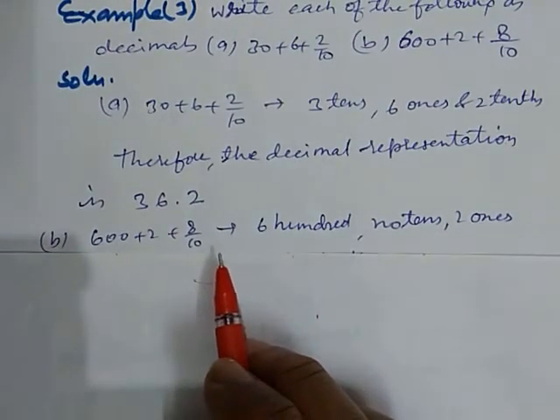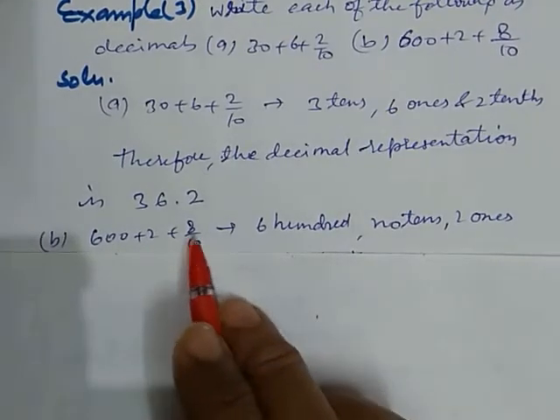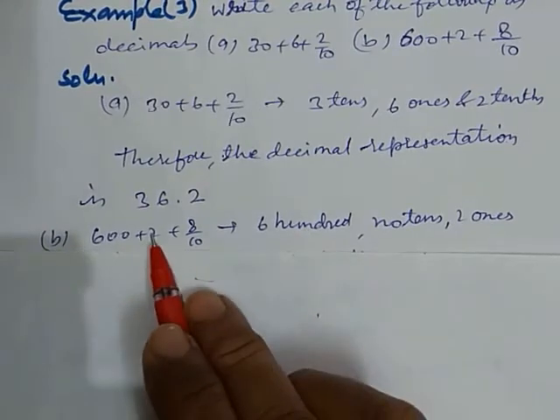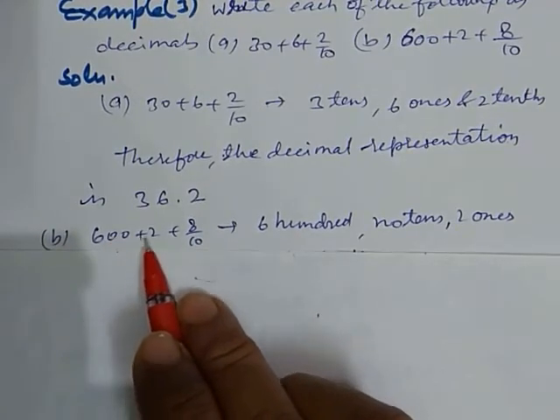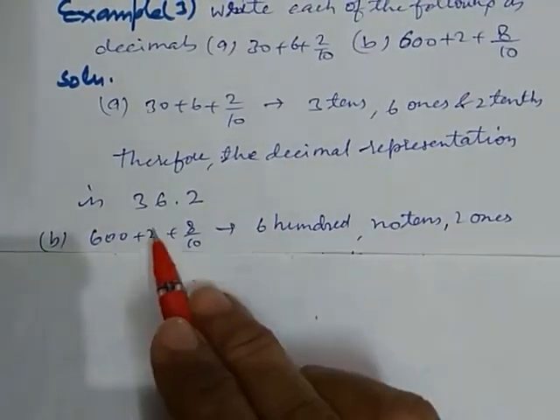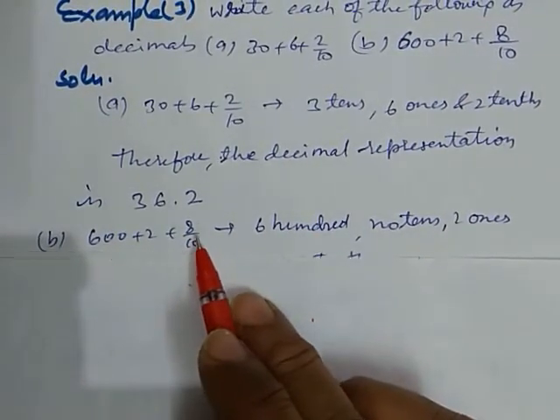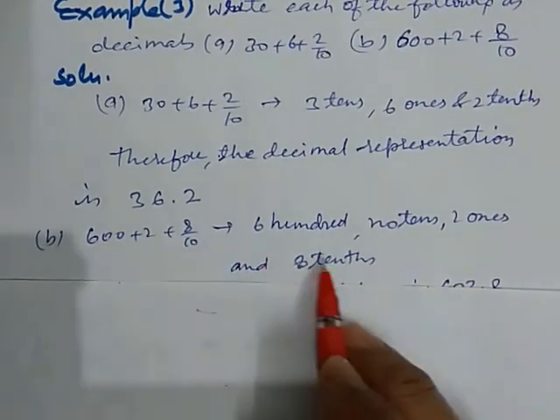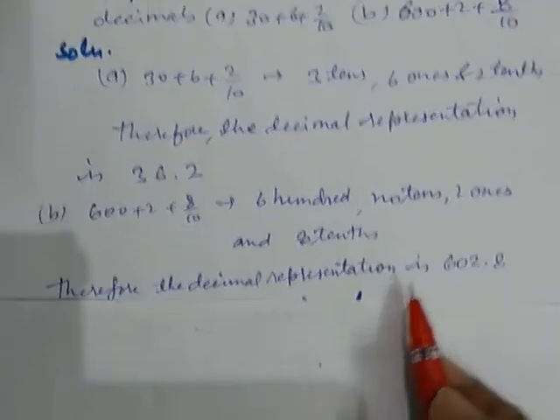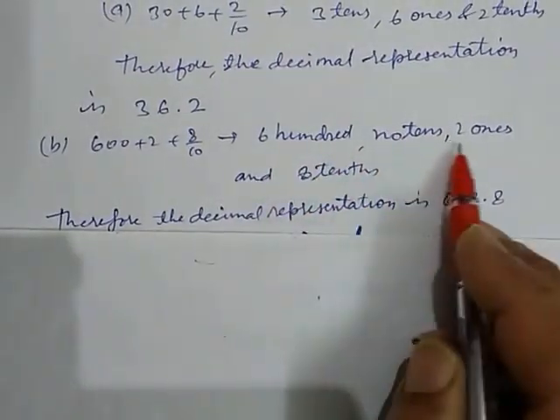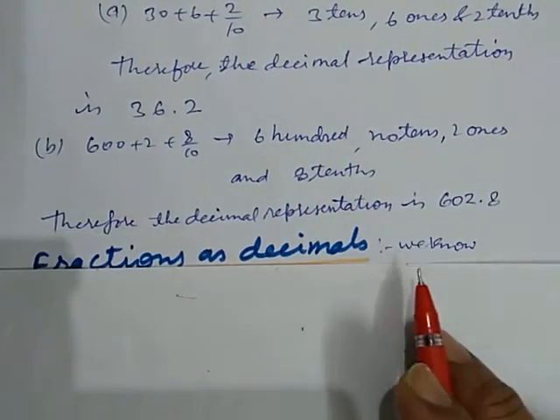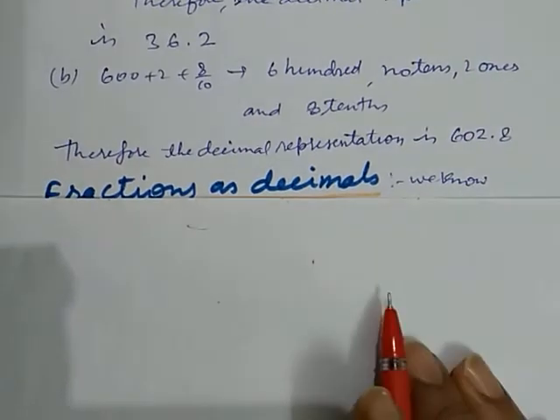Now we take the second part: 600 plus 2 plus 8 by 10. 600 is 600. And here tens are absent. 2 ones, there is no tens, 2 ones and 8 tenths. So therefore the decimal representation is 602.8. So this way we represent decimals.